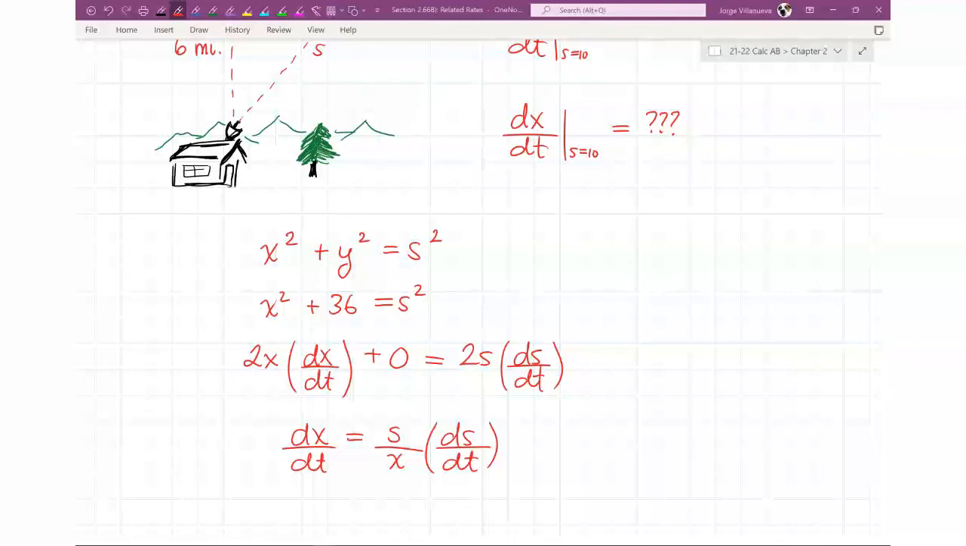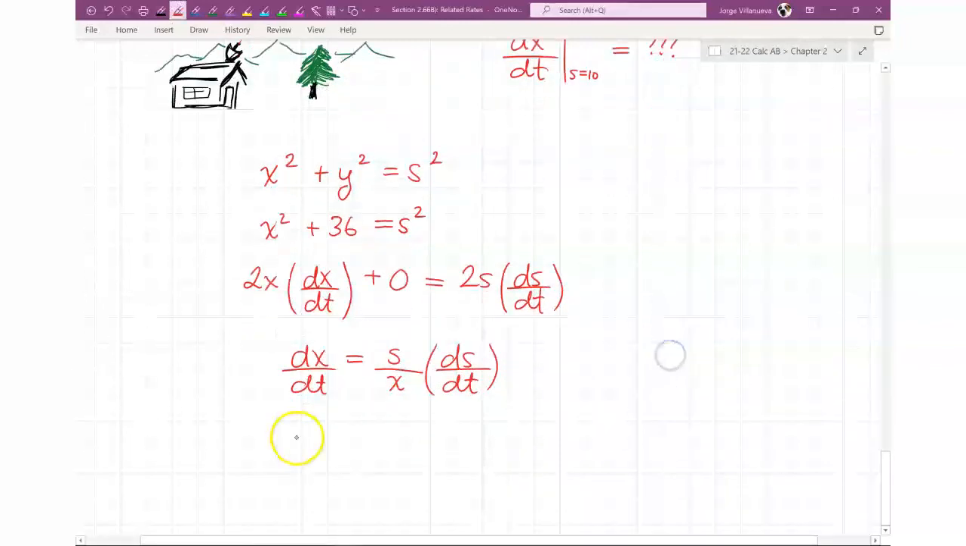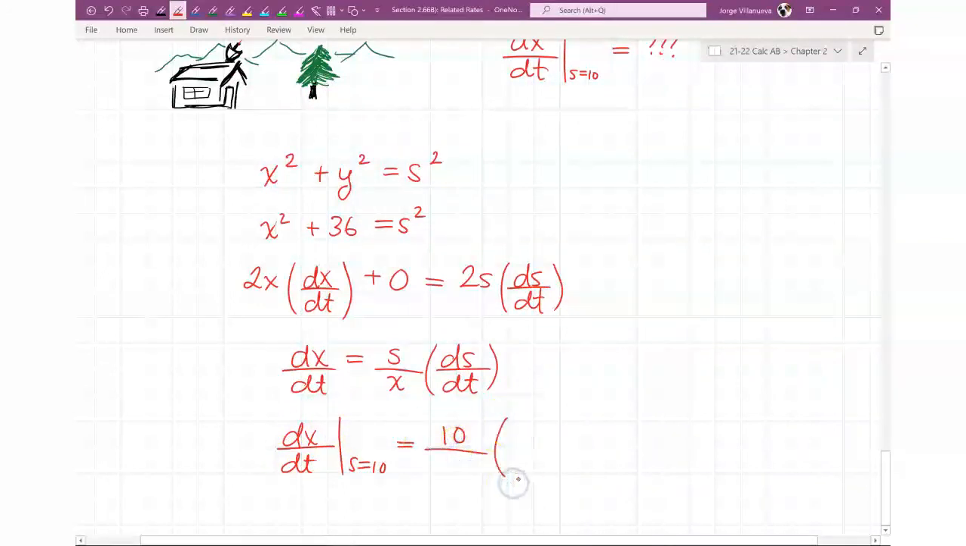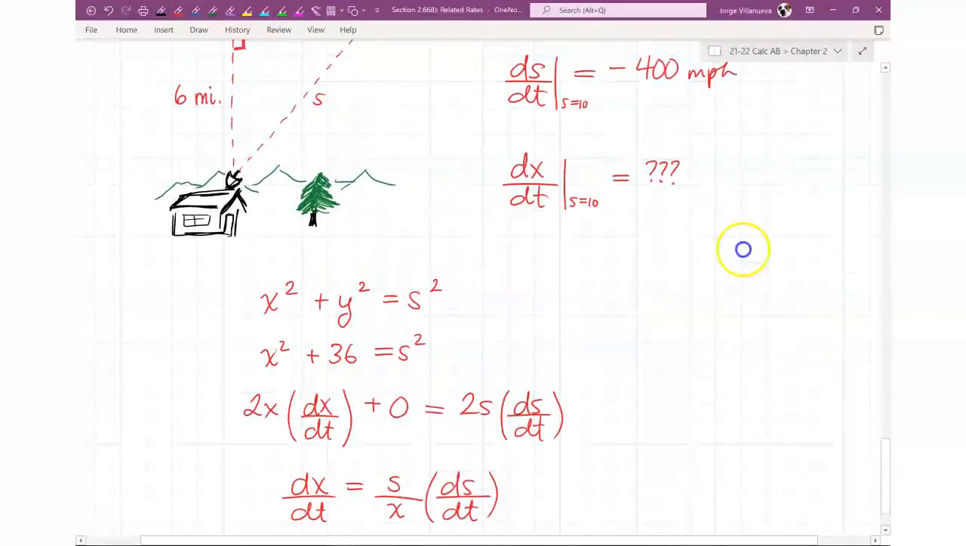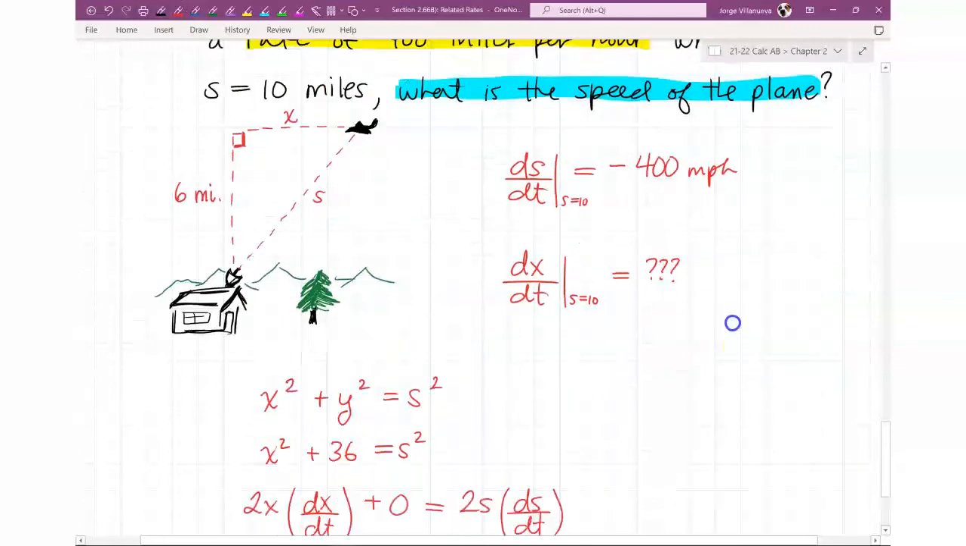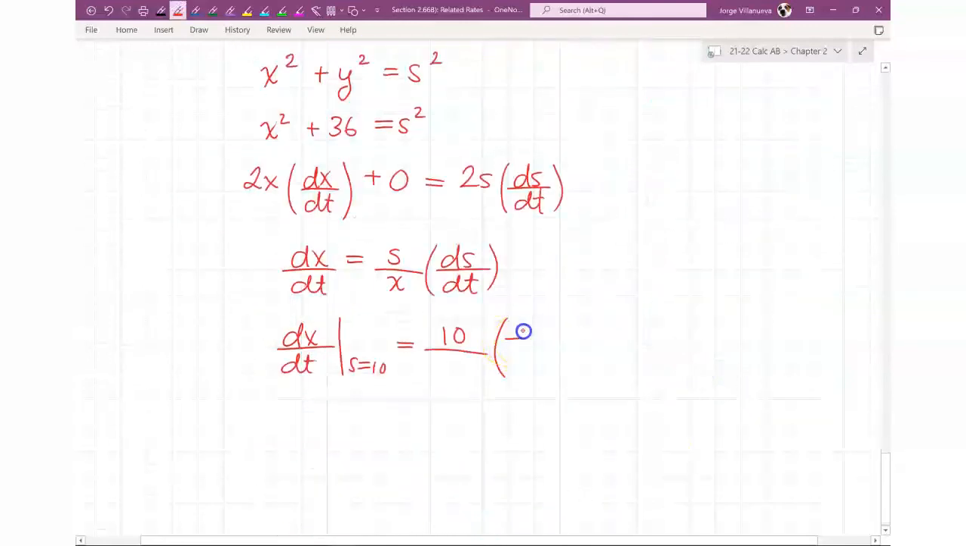So what I'm going to do now is plug in my information. So dx/dt when s equals 10 is 10 over x, times ds/dt, which we were told was how much? Negative 400. The only thing I don't know is what? I don't know x, right?